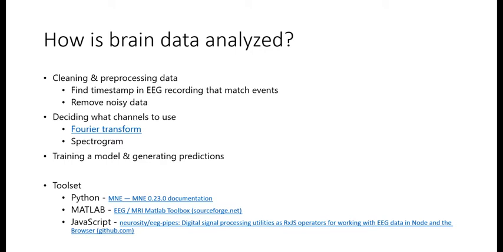What you then have from there is that you can do a spectrogram, which is essentially trying to get the highest frequencies and then saying, the channel with the best frequency is what I'm going to use. Then you can feed that into training the model and generating some predictions from it. Here are a couple of tools that you can use when playing around with that.